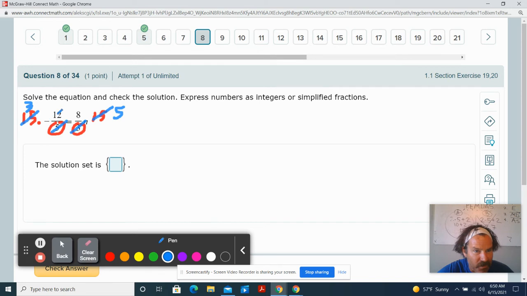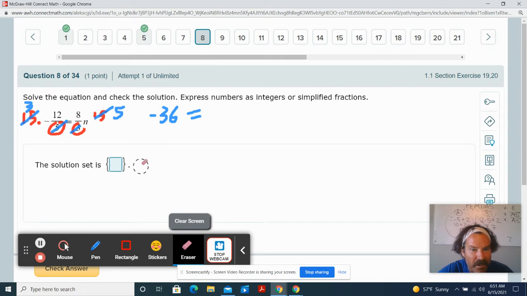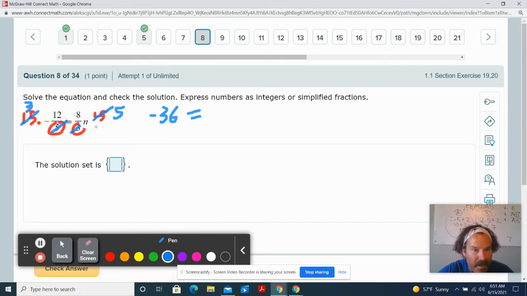3 times negative 12 is negative 36. And 8 times 5, and don't cancel that n. That n right there shouldn't be canceled. There we go. So the 8 times the 5 is 40, and the n is in front of the 40. So we have this.